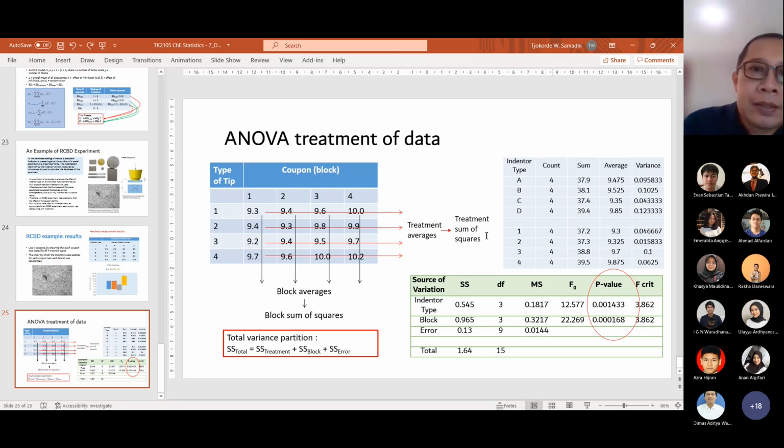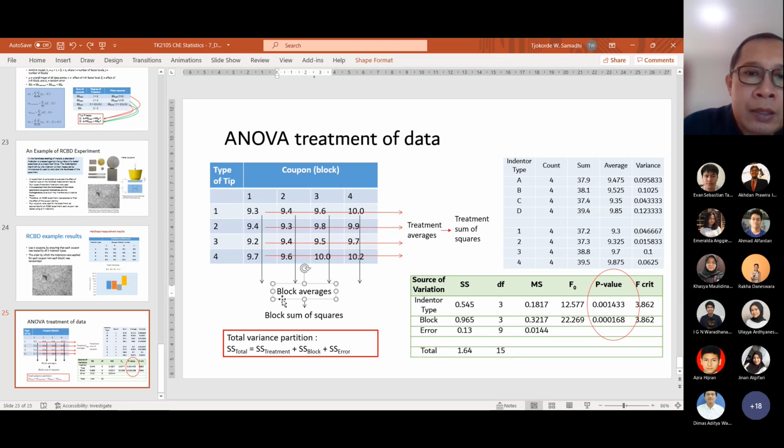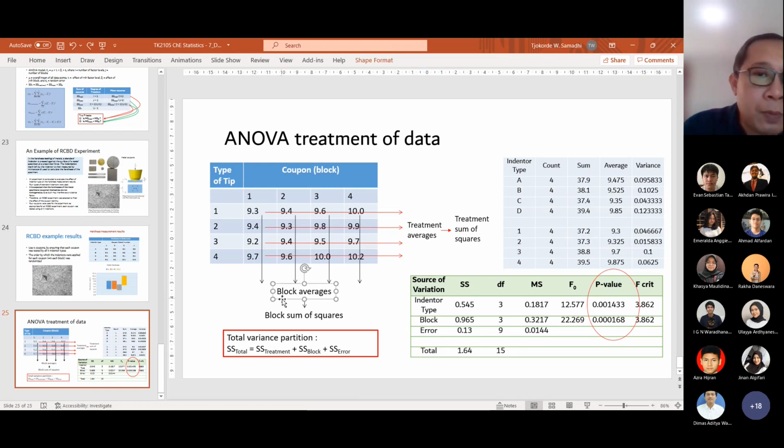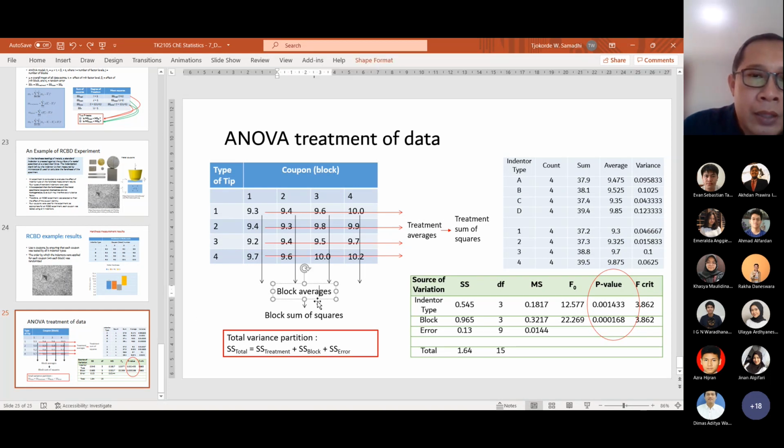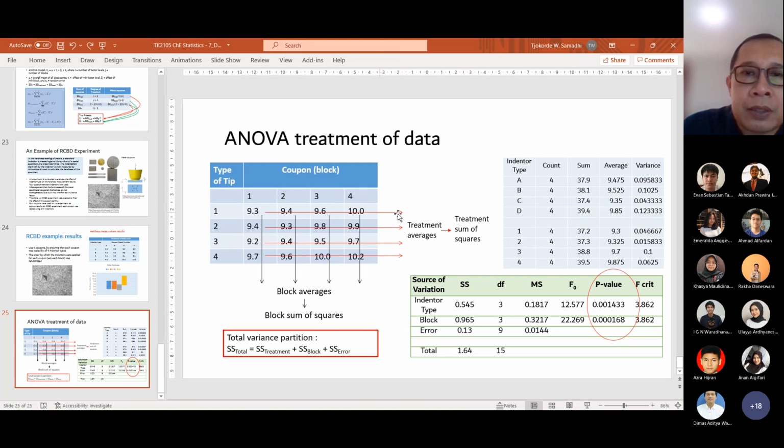All right. So this is the data. This is the raw data, right? And if we calculate the average vertically within each block, then what we get are block averages or block means. And these block averages are then used to calculate the block sum of squares.